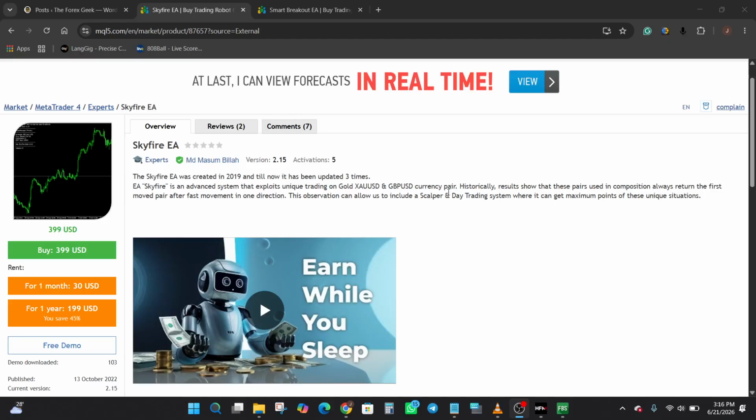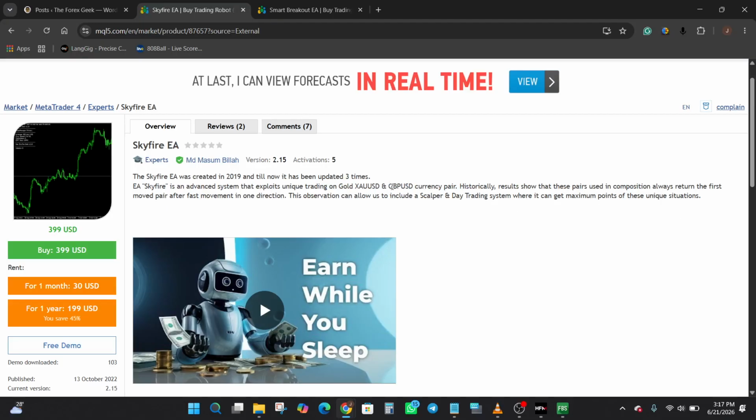Looking through the marketplace description, the developer explains that Skyfire EA was originally created in 2019 and has received multiple updates since then. According to the information provided, the system focuses specifically on gold, which is XAUUSD, and the GBPUSD currency pair.